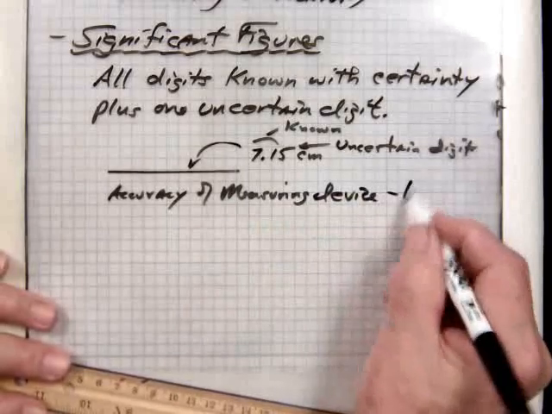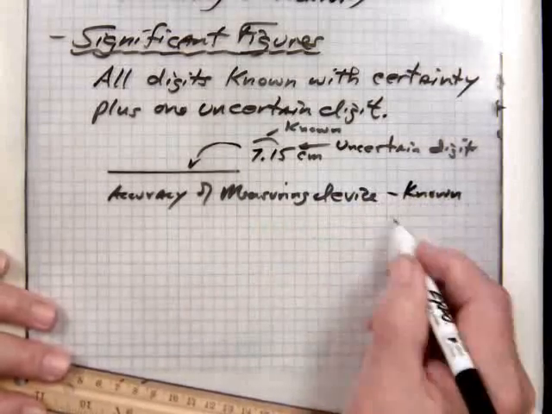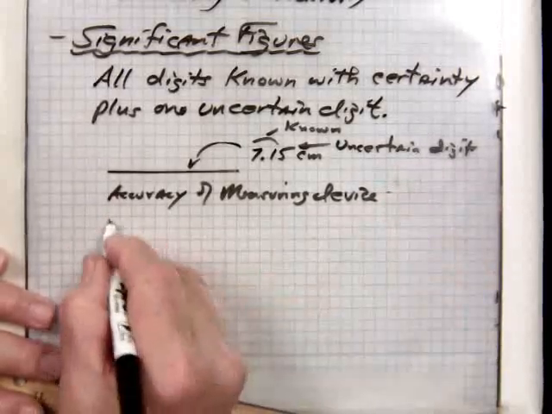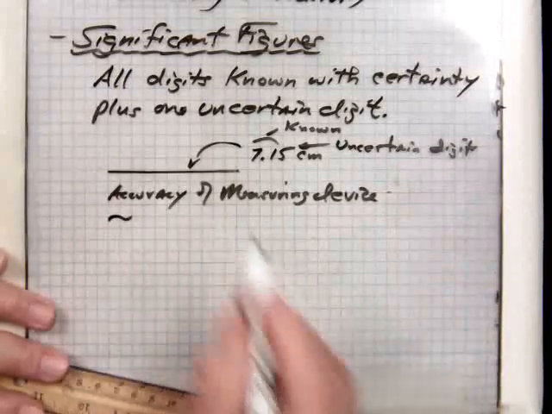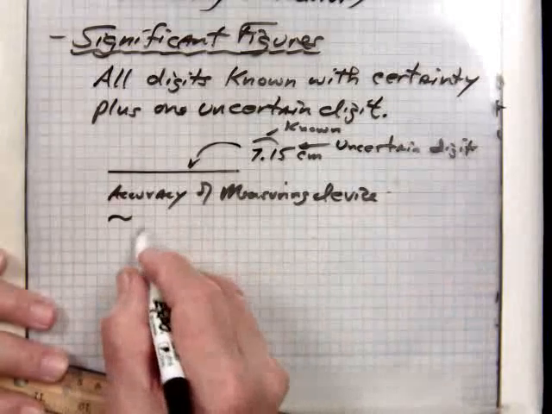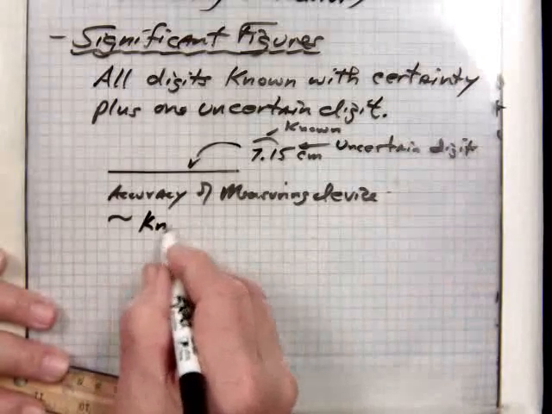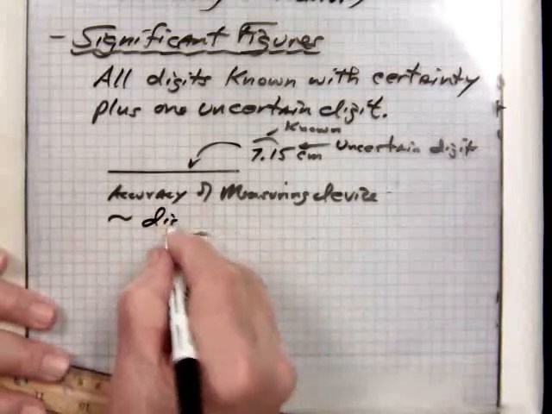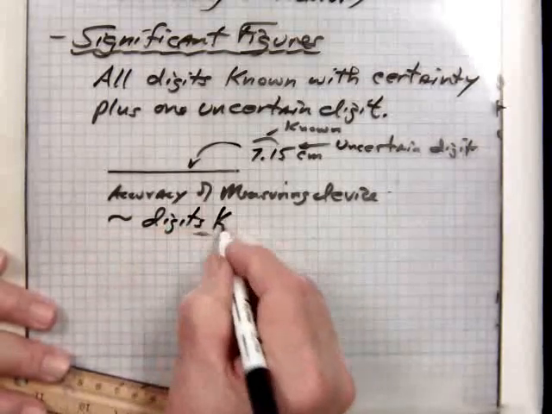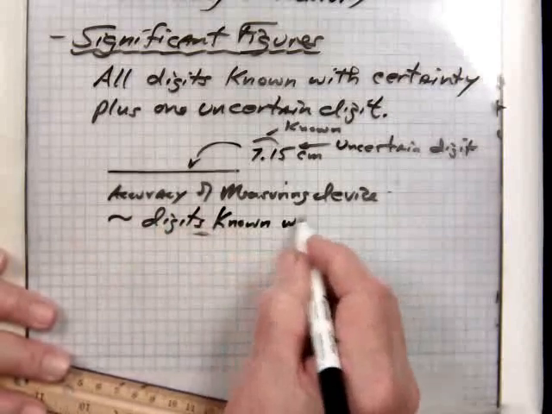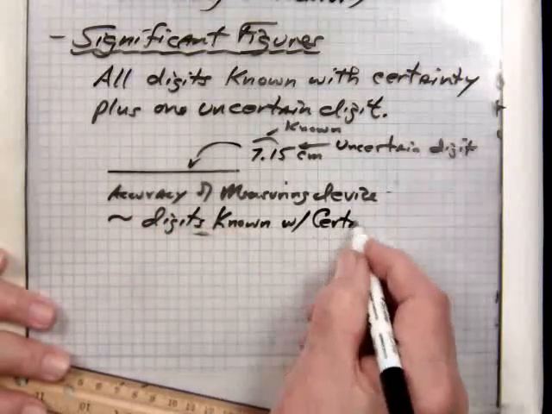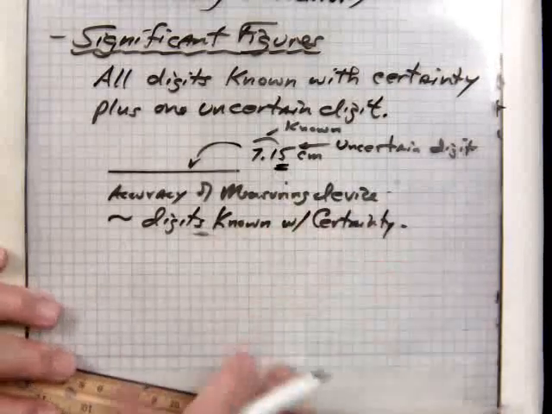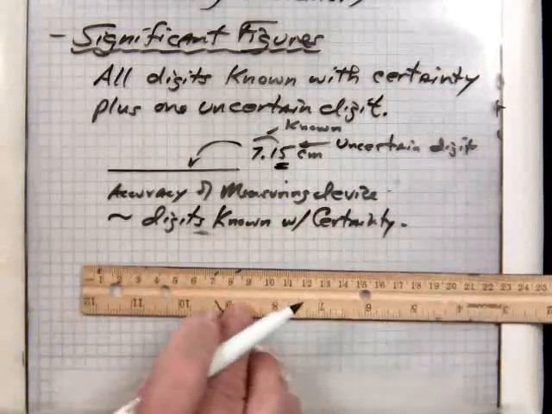The known, with, let me put it down here, depends upon, that's what that means, depends upon the known digits, known with certainty. And then the uncertain digit does not define the accuracy of the measuring tool.